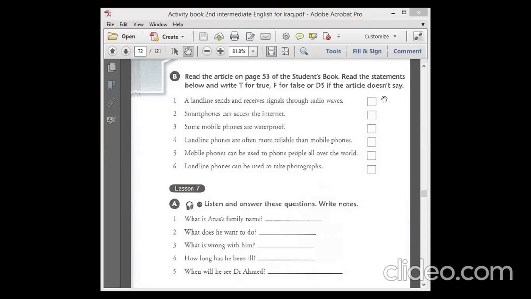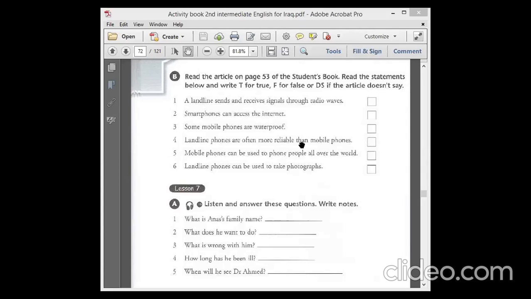Yes, exactly. Number 5, mobile phones can be used to phone people all over the world. Again, it's true. And the last one, landline phones can be used to take photographs. Yes, it's false. Of course, it is false.